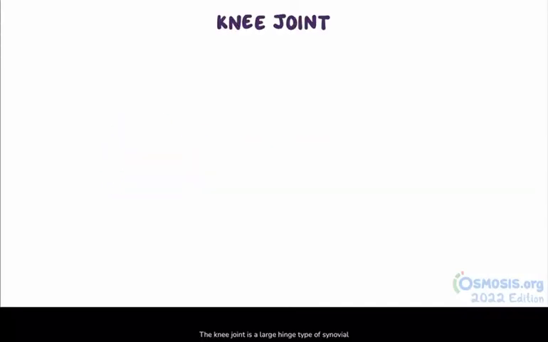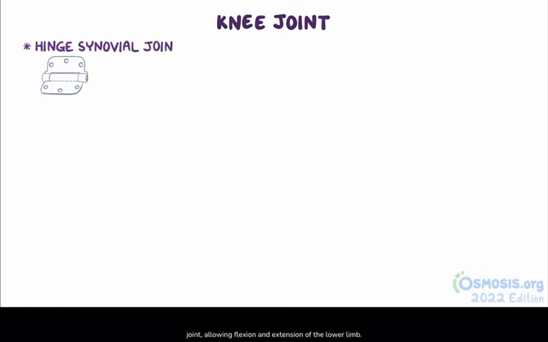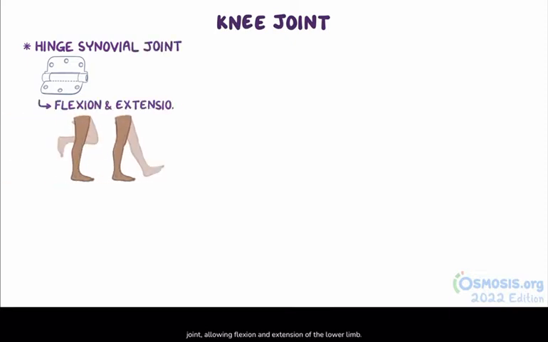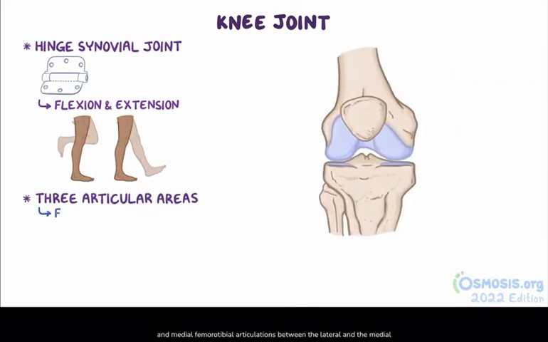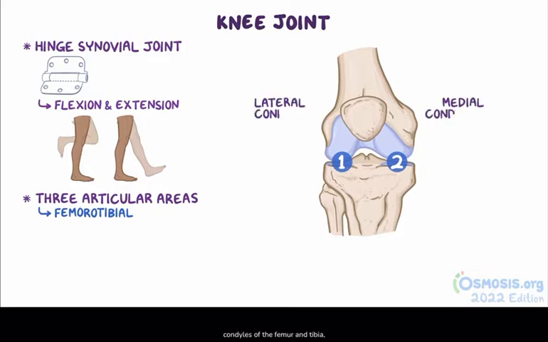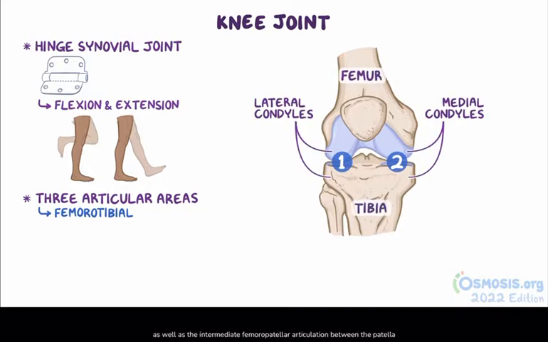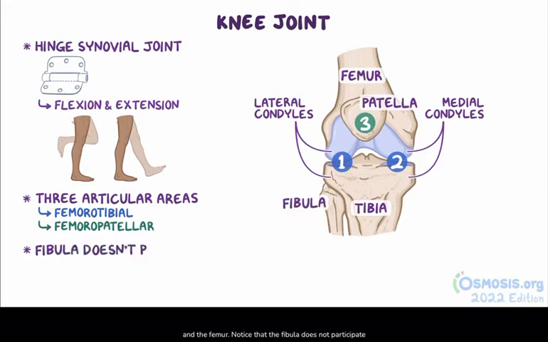The knee joint is a large hinge type of synovial joint, allowing flexion and extension of the lower limb. The knee joint has three main articular areas: the lateral and medial femorotibial articulations between the lateral and the medial condyles of the femur and tibia, as well as the intermediate femoropatellar articulation between the patella and the femur. Notice that the fibula does not participate in the knee joint.